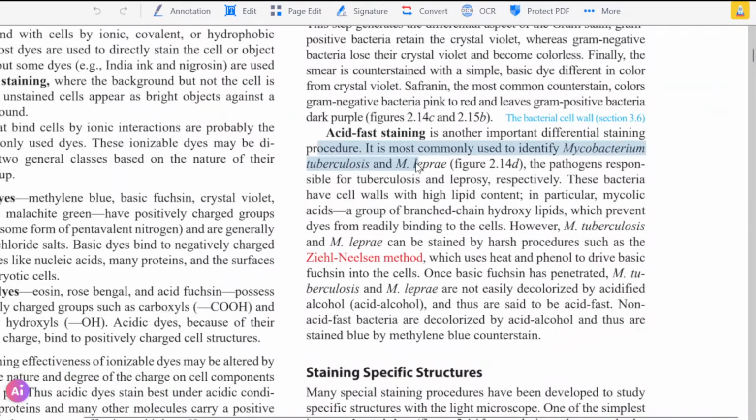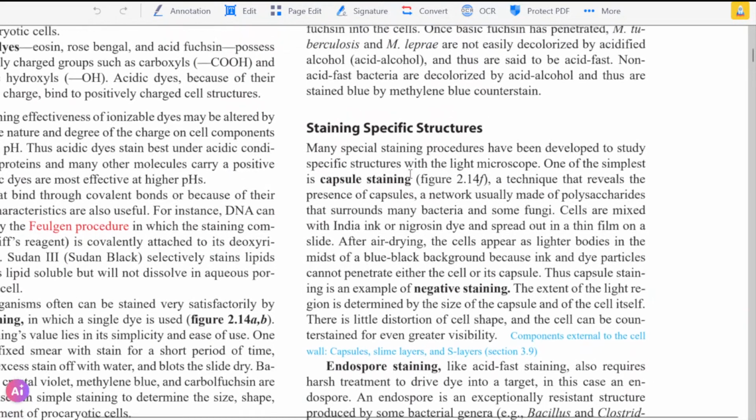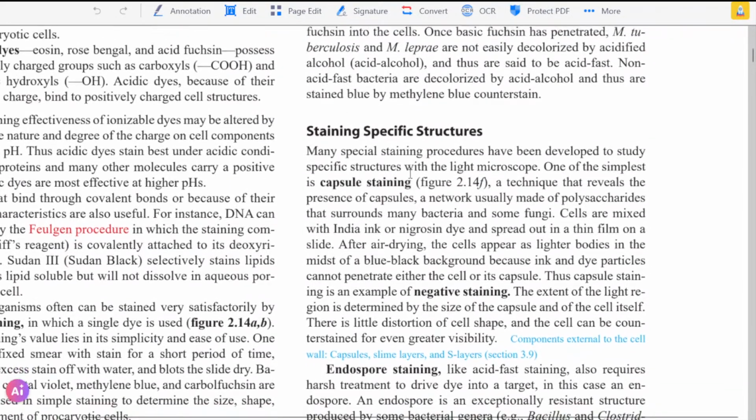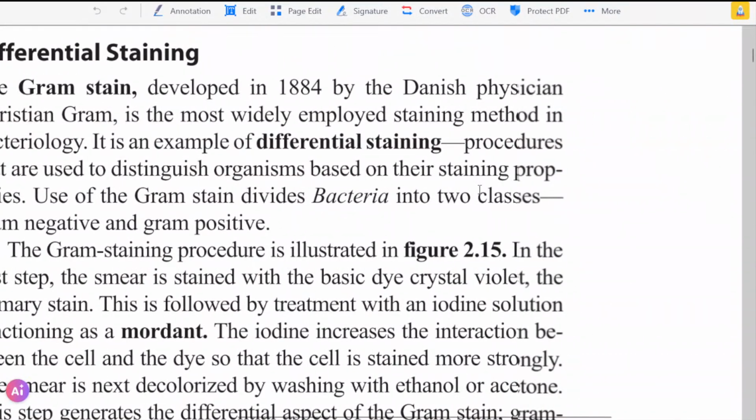technique, and acid fast staining. So there are 2. I think there will be more as well. Right. So these 2 are more popular, or you can say more important, more basic.